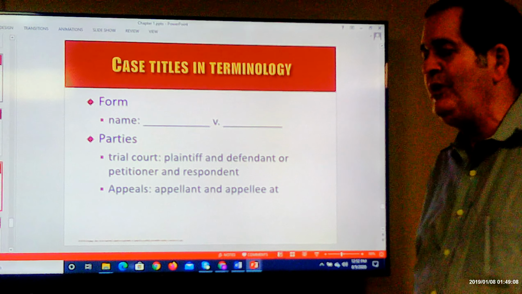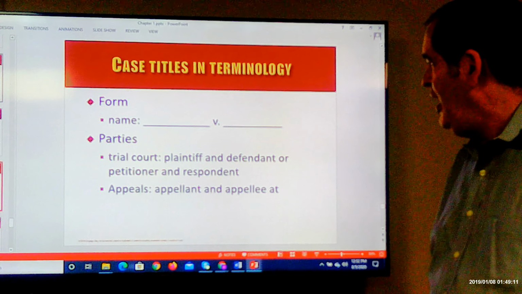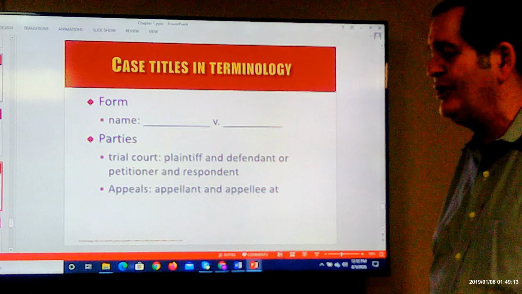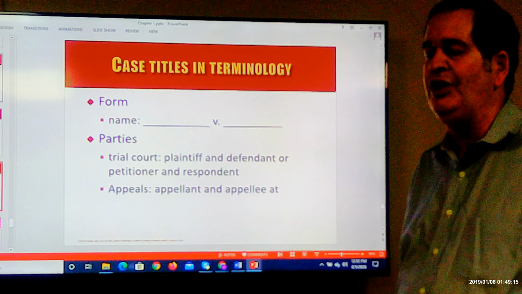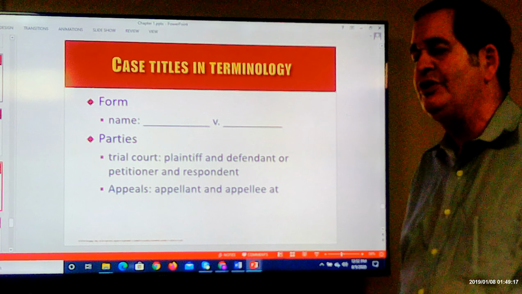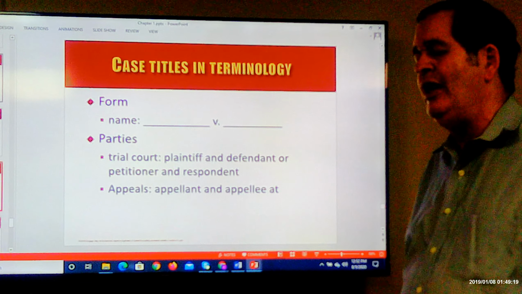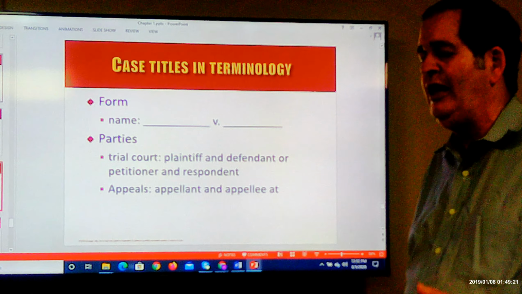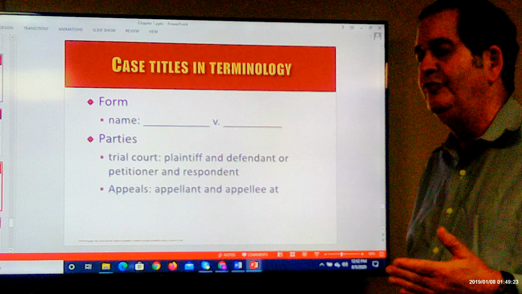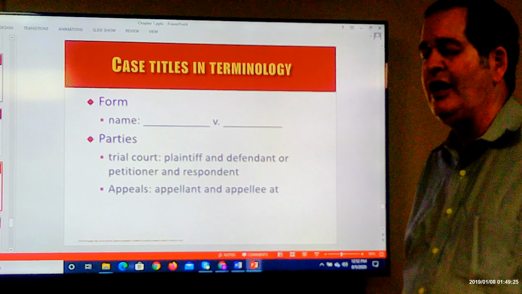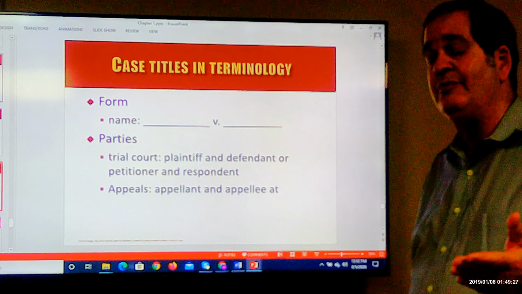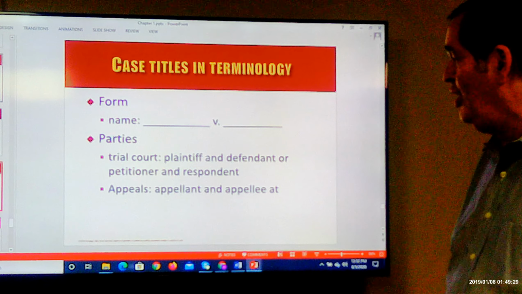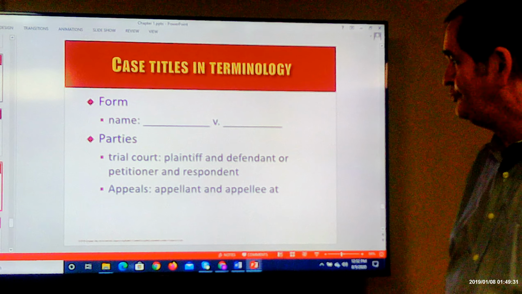So the person appealing a case is called the appellant, and the person against whom the appeal is taken is called the appellee. And remember that it doesn't have to be an individual. It can be a fictitious person like a business, or it could be a government agency or part of the government.